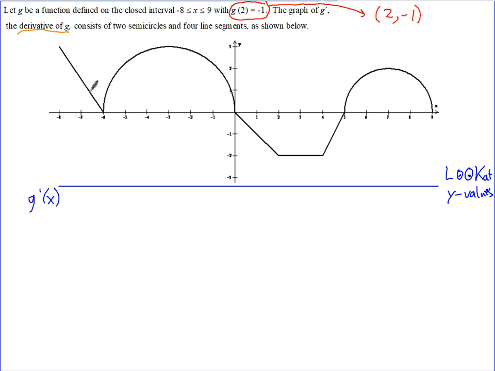You can see it starts out with positive y values until we get to -6 right there, which is 0. And then it stays positive all the way until 0, where it's 0 again. And then it's negative all the way until 5, where it's 0, and then positive until we get to 9, with 0 again.